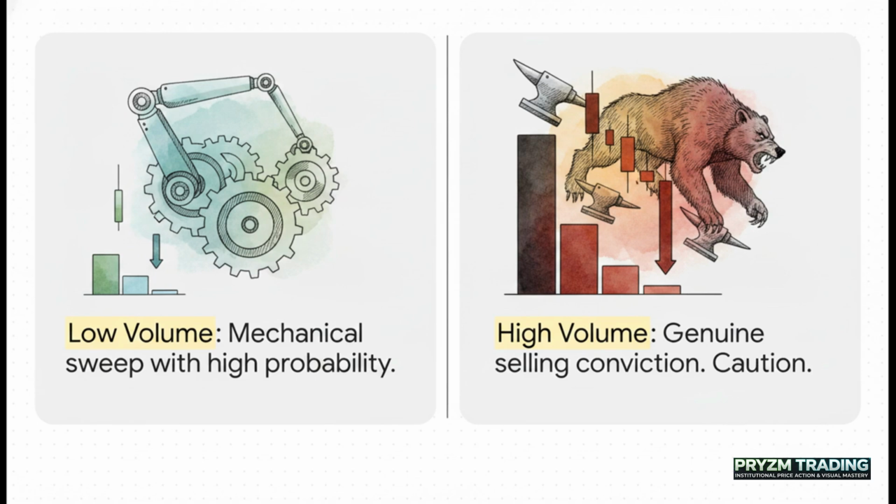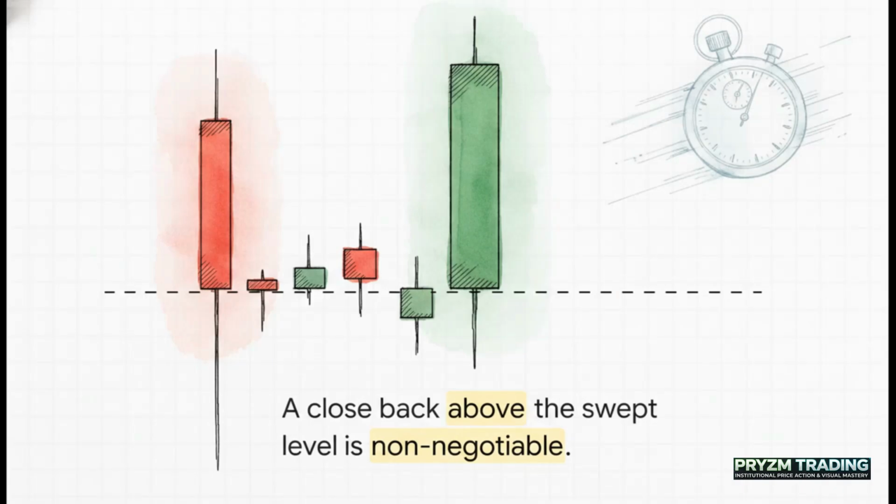It's purely mechanical. But contrast that with high volume. If that break happens on a massive volume bar, that's genuine selling conviction. Real money is shorting. That is a huge screaming caution signal because price is highly likely to just keep tanking. Then we have Step 3, the reclaim. After the sweep happens, price needs to close back above that swept level. This is non-negotiable. A close back above tells you the market just dipped down, collected the liquidity, found zero continuation, and buyers immediately stepped right back in.